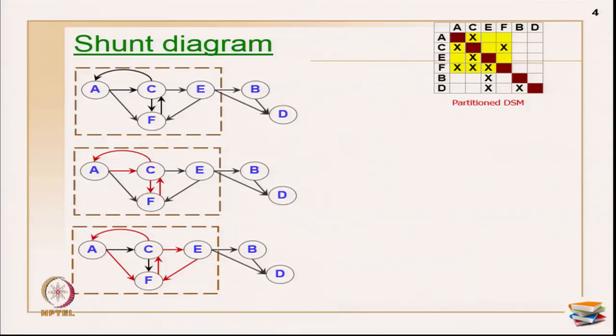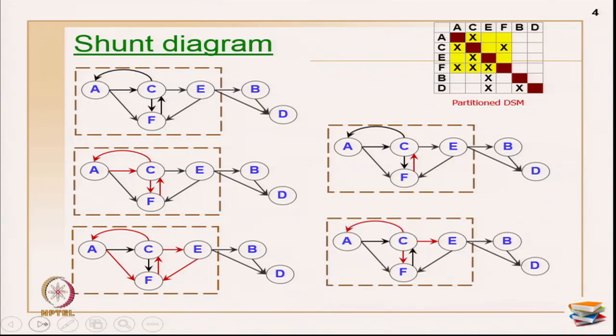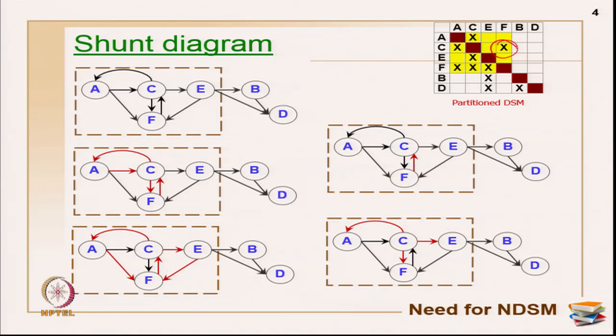If you see carefully, what you should do is choose a set of feedback marks. By attacking that feedback, I am removing all or many of my cycles. So if I choose this x mark, which is from F to C, okay, which is this, what happens is what I have shown here.